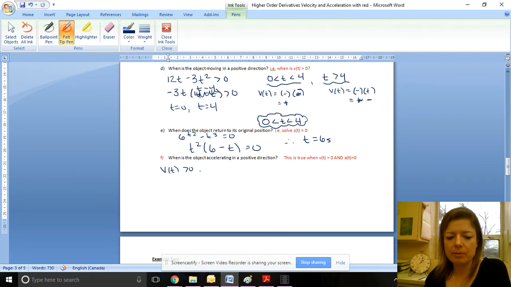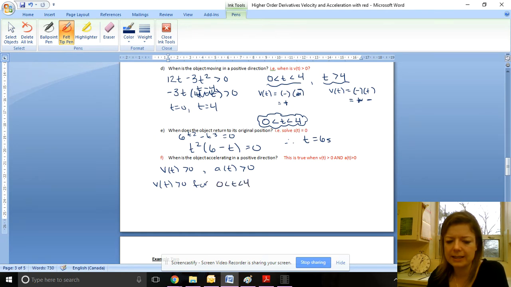Okay, so we go to part F. Our velocity is greater than 0 and our acceleration is greater than 0 is what we're looking for. That's when you know it's accelerating in a positive direction. So we know that v at t is greater than 0 for times between 0 and 4 seconds, but what about acceleration?